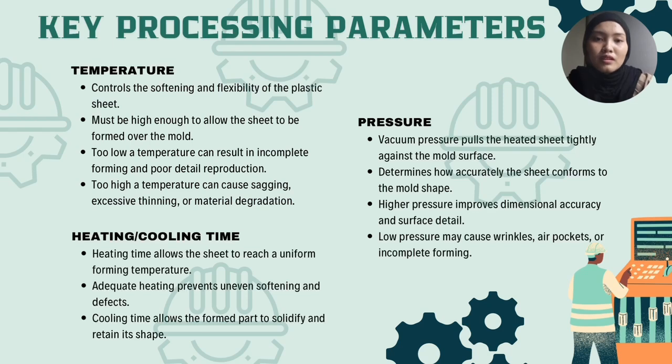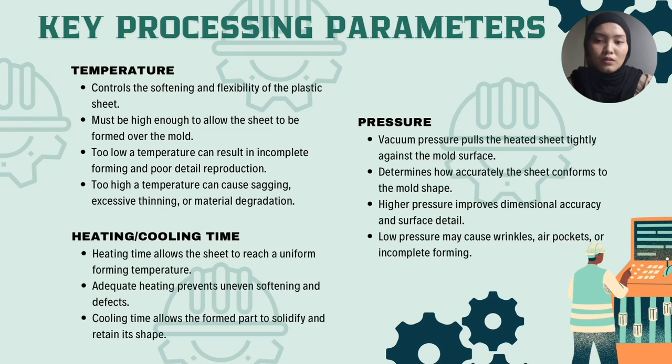Second, pressure. In vacuum forming, vacuum pressure pulls the heated sheet tightly against the mold surface. This parameter affects how accurately the sheet conforms to the mold. Higher pressure generally improves dimensional accuracy and surface detail. On the other hand, insufficient pressure can result in wrinkles, air pockets, or incomplete forming.